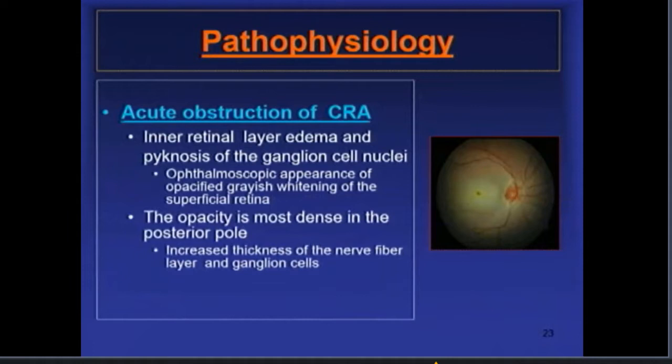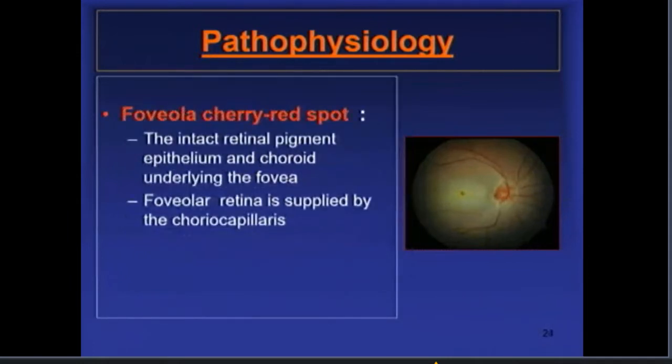The opacity is most dense in the posterior pole, as we mentioned earlier, because of the choroidal blood supply. And the foveal cherry red spot is usually due to the intact retinal pigment epithelium and choroid underlying the fovea, with the foveal retina supplied by the choroid, not supplied by the outer or inner retinal layers. So usually we have an avascular foveal zone.